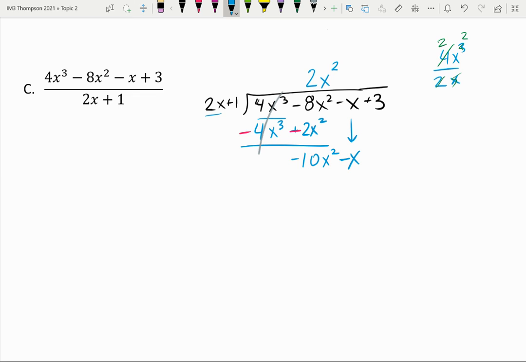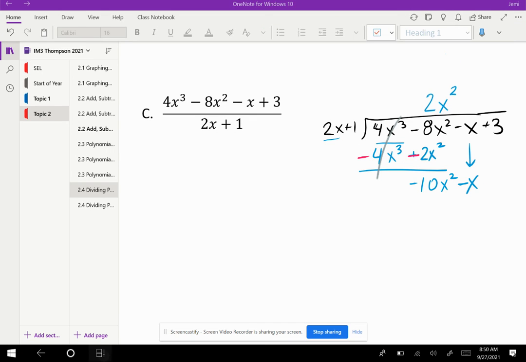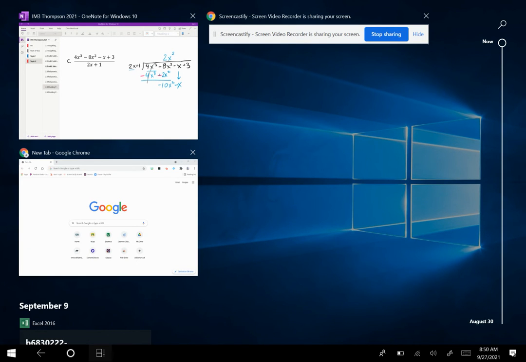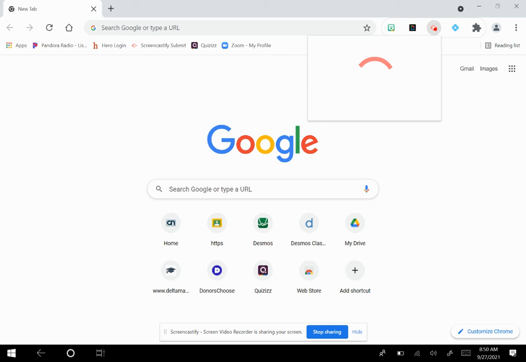So your next move is to put 2x into negative 10x squared. I'm going to pause this. And I want you to try to work out the rest of that problem.